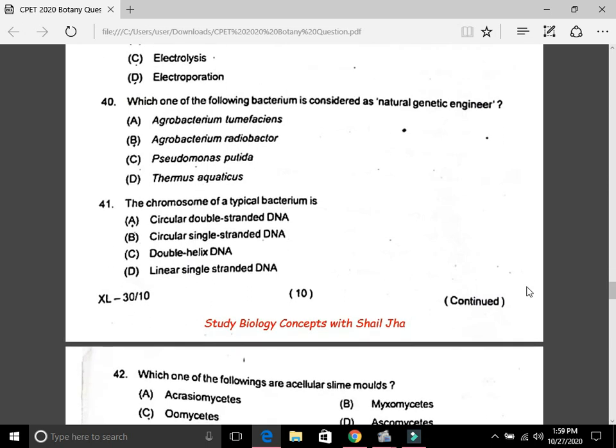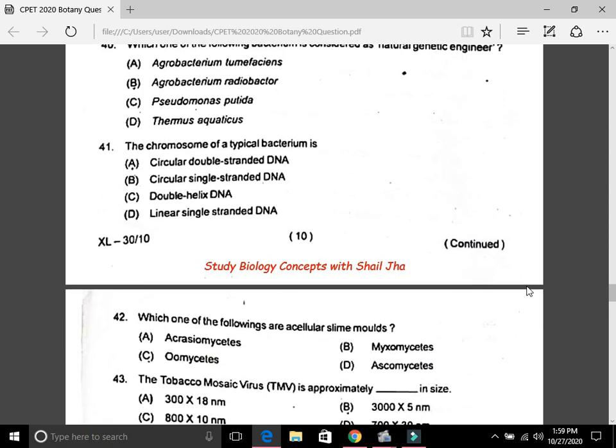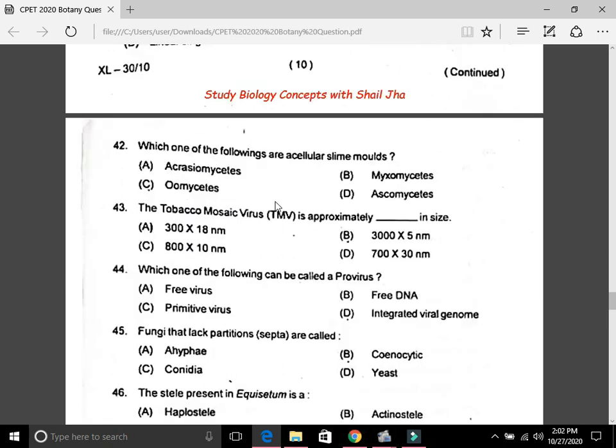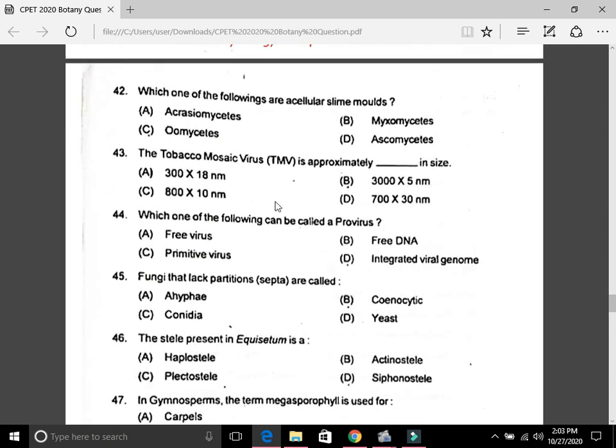Which one of the following bacteria is considered a natural genetic engineer? The answer is A, Agrobacterium tumefaciens. The chromosome of a typical bacterium is A, that is circular double-stranded DNA. Question number 42. Which one of the following are acellular slime molds? The answer is B, Myxomycetes.